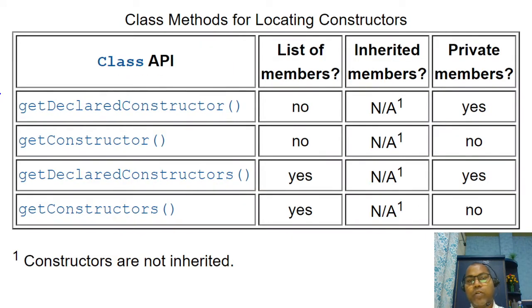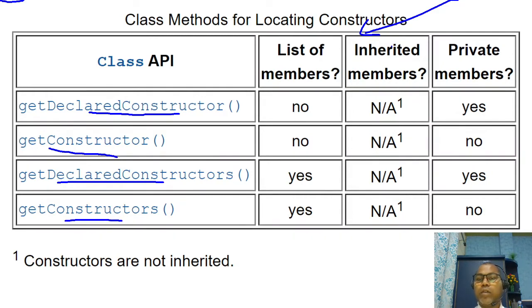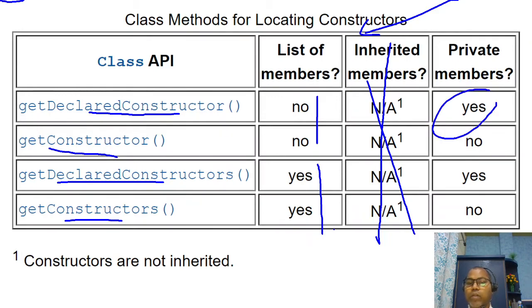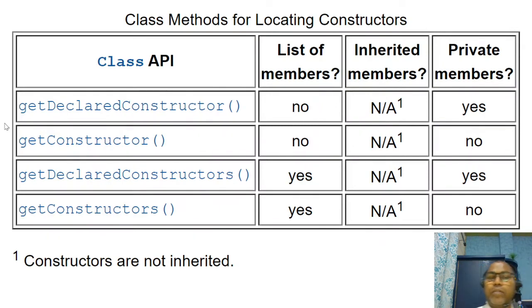Similarly, if you want to locate a constructor and find out the constructor details, we have methods like getDeclaredConstructor, getConstructor, getDeclaredConstructors, and getConstructors. Constructors are not inherited members, so we do not have that kind of access available. But yes, you can access private constructors and public constructors. So in this way, depending upon your situation, you can use these Class methods.